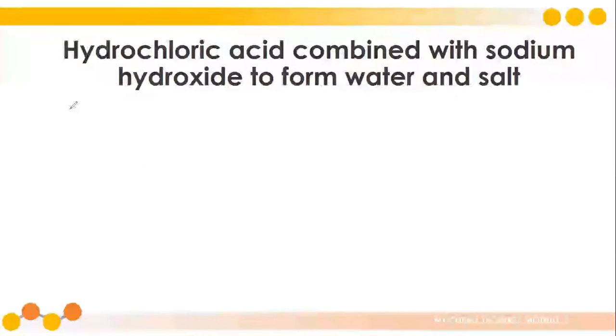We have here another example. So as you can see, it's again in word form and we need to transform it into a chemical equation. So we have here hydrochloric acid combined with sodium hydroxide to form water and salt. So first, hydrochloric acid, that's HCl, combined with. When you say combined with, this simply indicates the plus sign. Okay? Sodium hydroxide is NaOH.